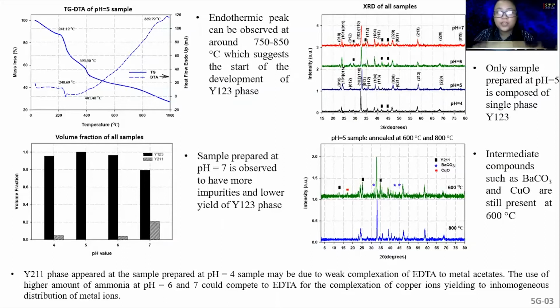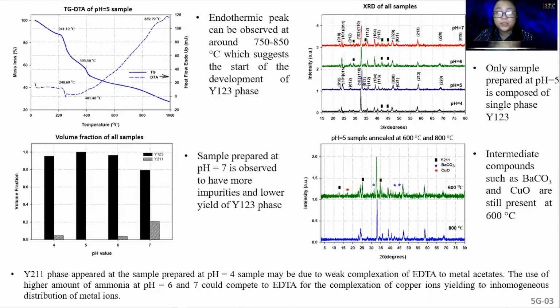Whereas for samples pH 4, 6, and 7, the powders consist mainly of Y123 peaks with impurity traces of Y211 peaks. To further analyze the XRD, the volume fraction were calculated for all samples, and it is revealed that samples prepared at pH 7 is observed to have more impurities and lower yield of Y123 phase. The Y211 phase appeared at the sample prepared at pH 4 may be due to weak complexation of EDTA to metal acetates, because EDTA is known to be more soluble in water and not completely soluble at lower pH. This results to the precipitation of the precursor solution during gelation.